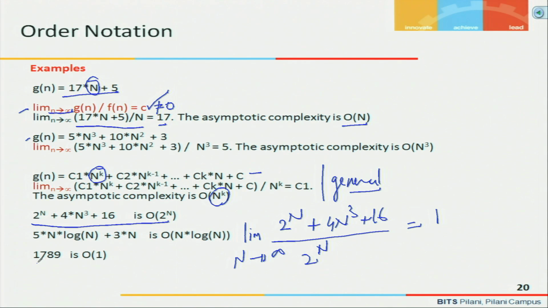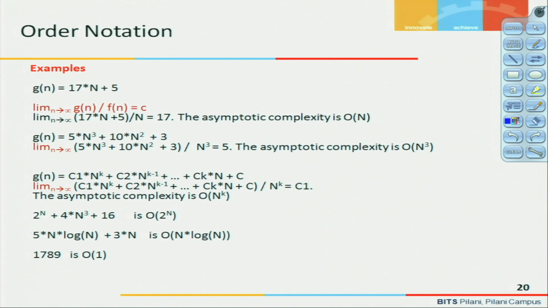The last example is crucial in understanding. If I have just a constant number 1789, it just means this number is independent of n. So, this is a constant function independent of n. We will say that this function is precisely of order 1, or of constant order. So, these are just examples to illustrate the definition of big O.